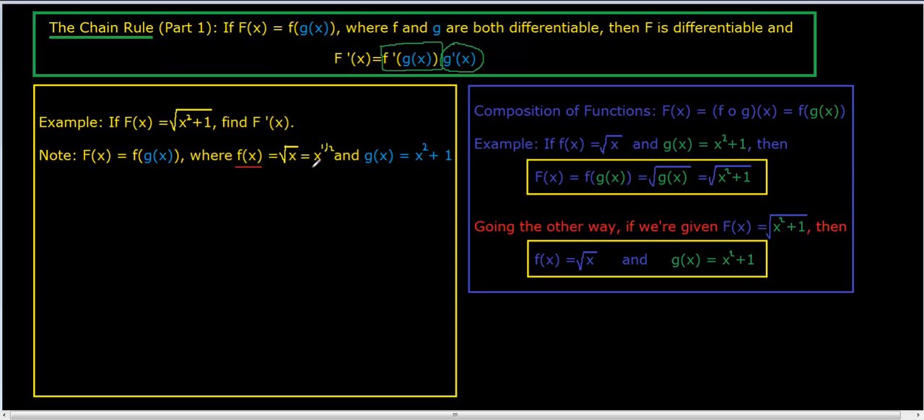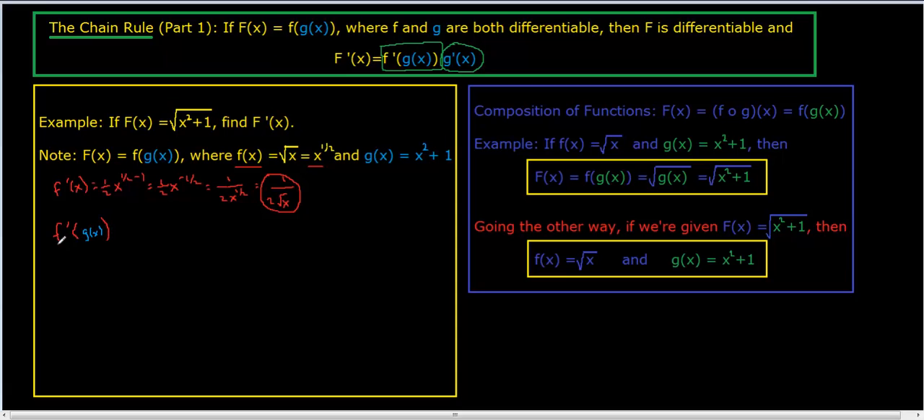Here's f, little f, is x to the 1/2. So little f prime is 1/2 times x to the 1/2 minus 1, or 1/2 x to the negative 1/2. And that's 1 over 2 times x to the 1/2, or finally 1 over 2 times the square root of x. This is our little f prime of x. But we need little f prime of g of x. So what we want to find is little f prime of g of x. So that means we need to substitute.